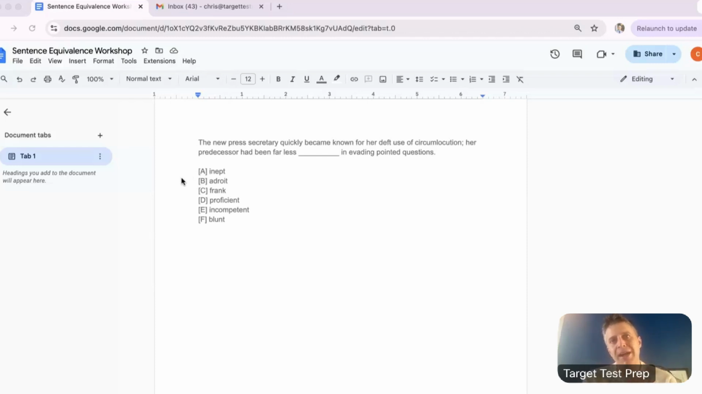What those brackets mean, and this pertains to the math section as well, is that there is more than one correct answer. With sentence equivalence questions, there are always 2 correct answers. So 2 out of 6. And that makes it a different kind of animal.